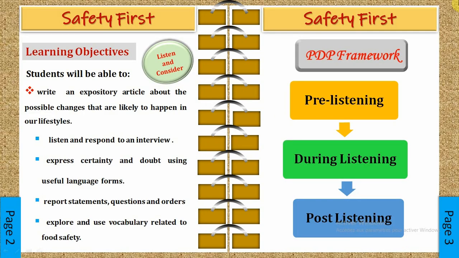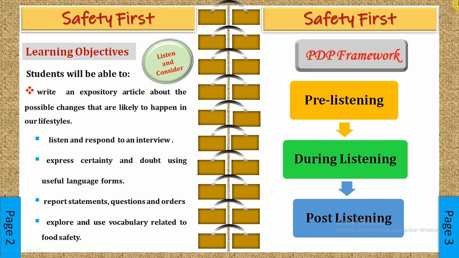To start with, let's have a look at the learning objectives of this first sequence, Listen and Consider. As mentioned in the new progression, the main objective of this first sequence is making hypotheses about future changes. I have reformulated this objective this way. At the end of this sequence, learners will be able to talk and write about the possible changes that are likely to happen in our lifestyles.